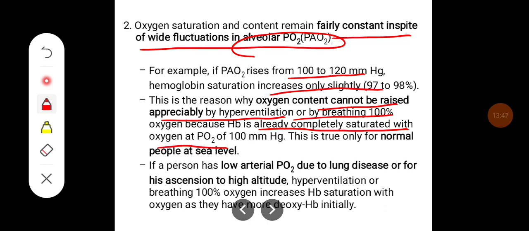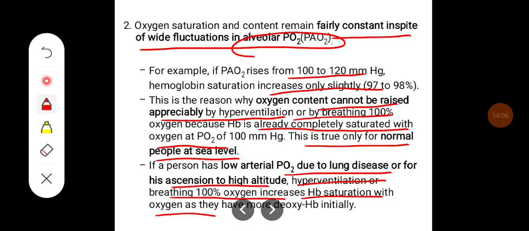This is true only for normal people at sea level. If a person has a low arterial PO2 due to lung disease or for his ascension to the high altitude, hyperventilation or breathing 100% oxygen increases the hemoglobin saturation with oxygen as they have more deoxyhemoglobin initially.